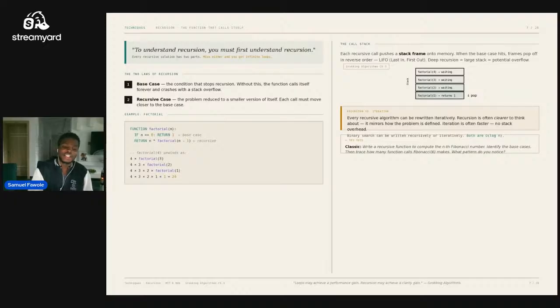So that's why in our pseudocode we have: if n is equal to 0, return 1. Sorry, n factorial is n multiplied by (n minus 1) factorial. And what is 0 factorial? 0 factorial is 1.